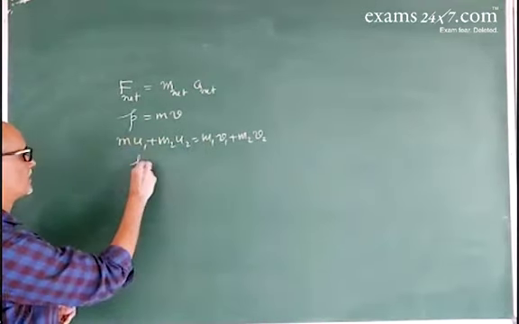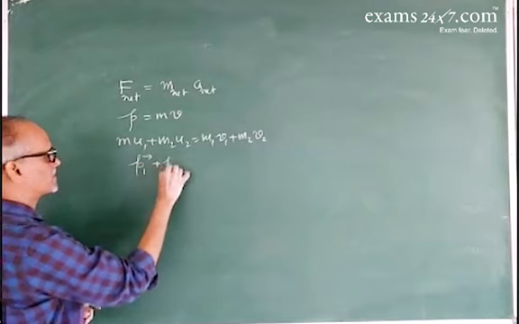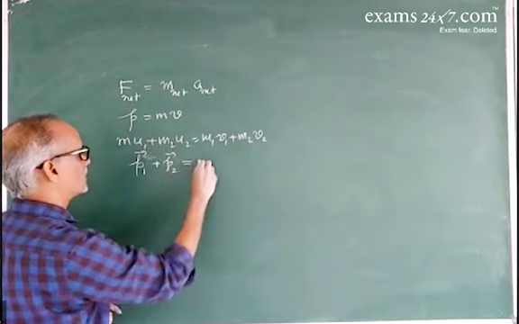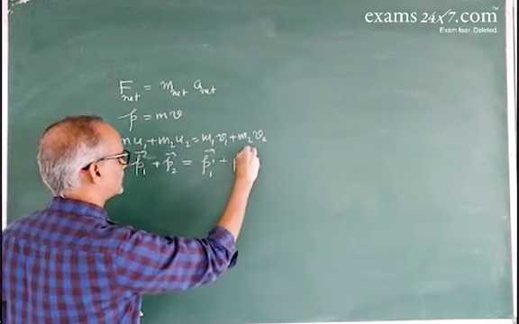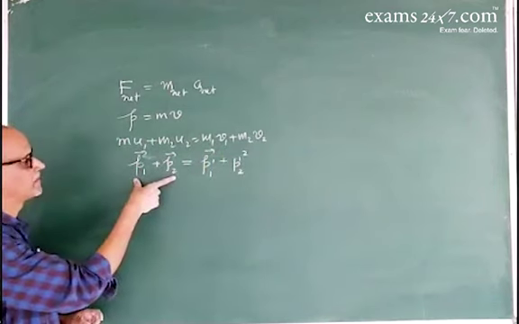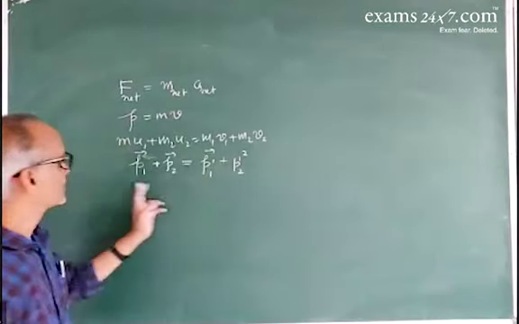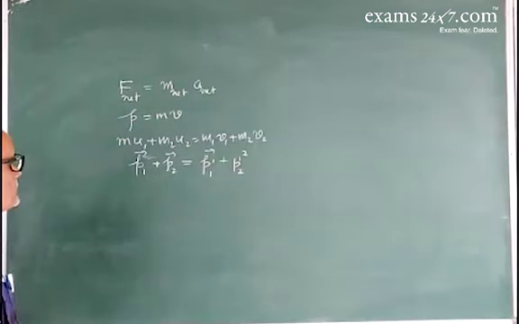Otherwise, we can use P1 vector plus P2 vector, we have to add vectorially. P1 vector plus P2 vector is equal to P1 dash vector plus P2 dash vector. That is, the sum of the momentum before the collision is equal to the sum of the momentum after the collision. And this equation is applicable even if they move in any direction.